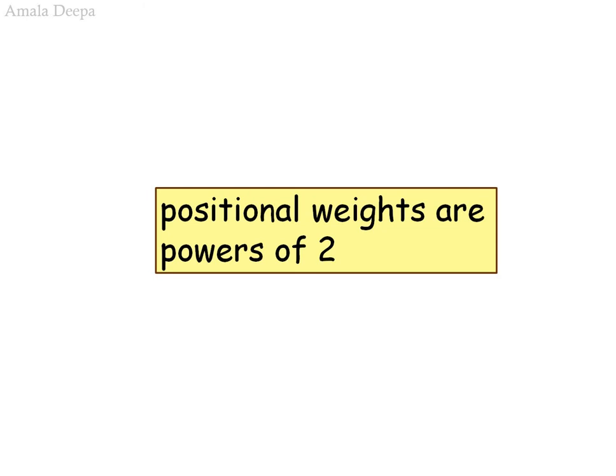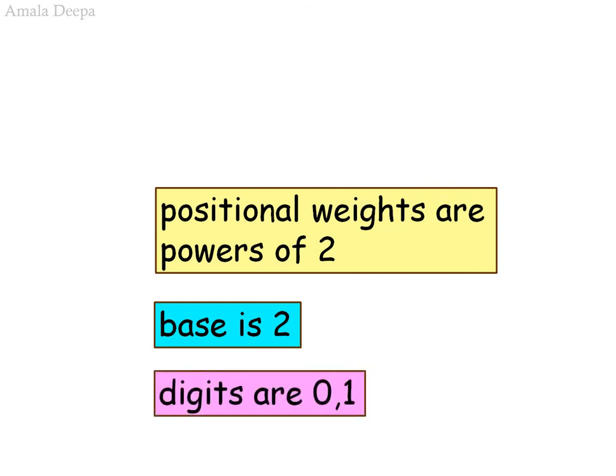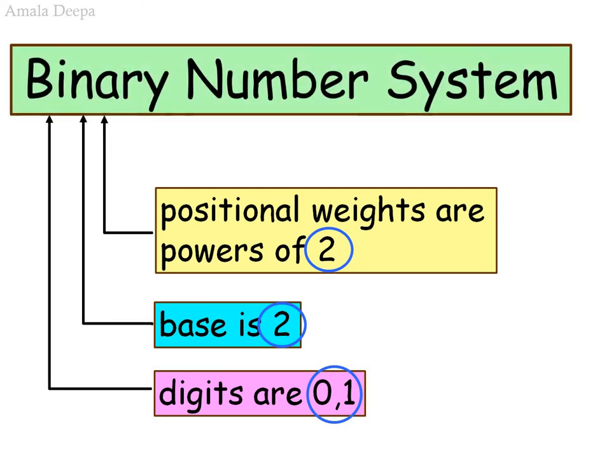When the positional weights of the digits are powers of 2 and the base is 2 and the digits are 0 and 1, then we have a number system called binary number system. Bi means 2.